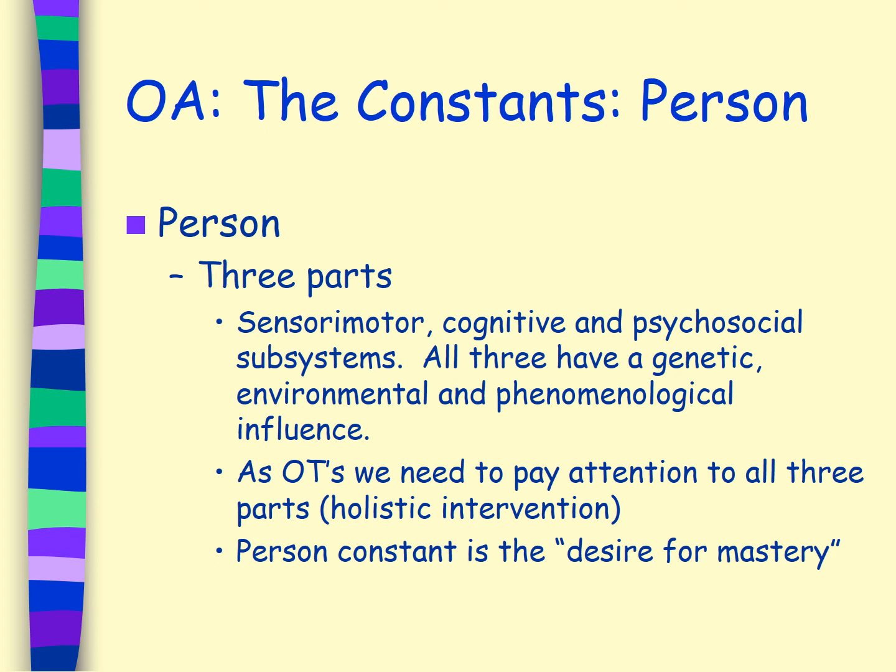Looking on the far left side of your visual diagram, we're going to talk about the person. There are three parts to the person. There is a sensory motor component, which looks at how we feel, how we move. There's a cognitive component, how we learn, how we think. And then there's a psychosocial component as well, which is how we interact with others. All three of these components have a genetic influence. So one's passed down genetically from parent to child.